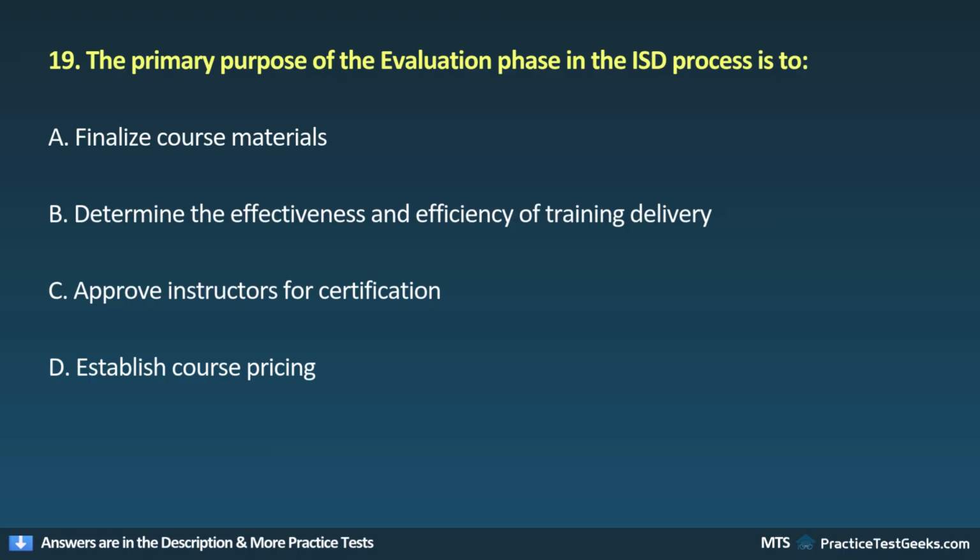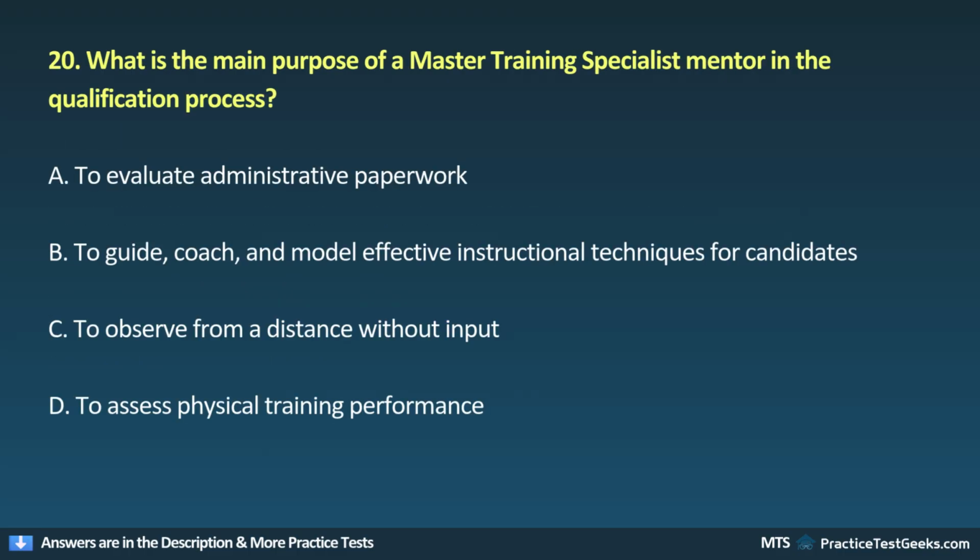Finalize course materials. B. Determine the effectiveness and efficiency of training delivery. C. Approve instructors for certification. D. Establish course pricing. 20. What is the main purpose of a Master Training Specialist mentor in the qualification process?